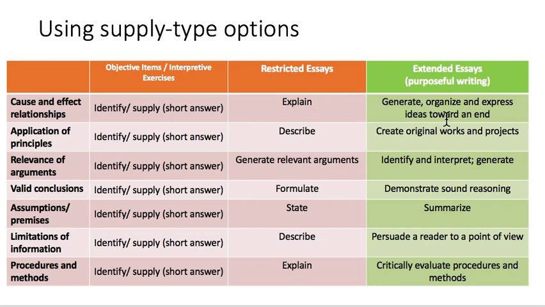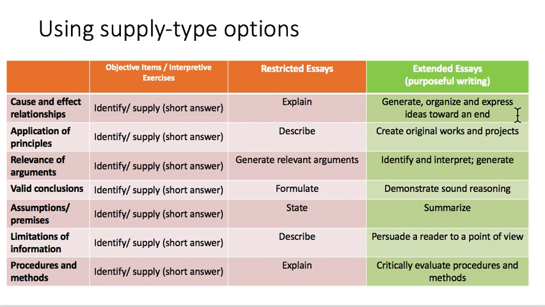When we go to the extended essays, now I need them to identify or generate their own causes that we maybe didn't talk about, but I kind of set them up too if they can think hard about it. They need to organize and they need to express those ideas towards some kind of end, right? And this is really purposeful writing to do something. So in this case, for cause and effect relationships, I might want them to explain how the situations that existed in the, say, economic policies in the U.S. ultimately led to the Civil War.